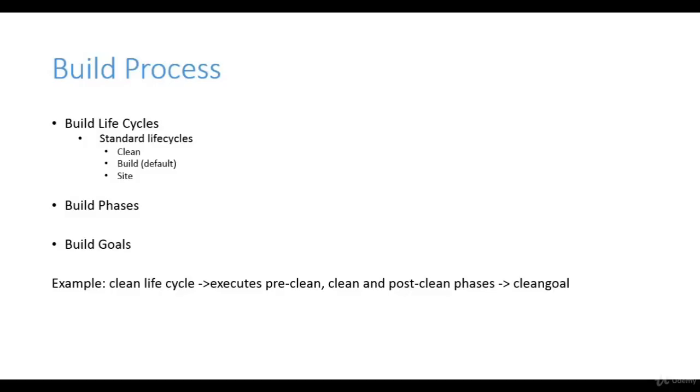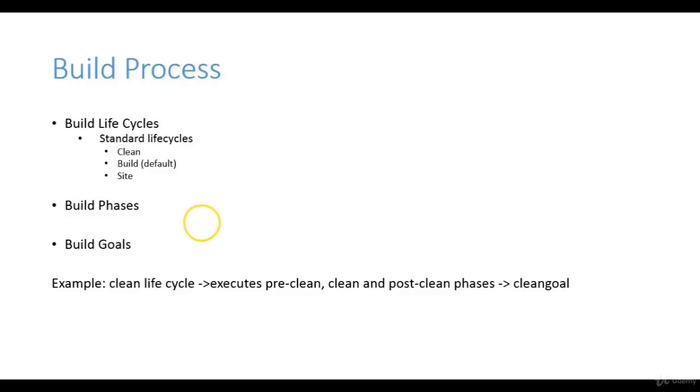Standard life cycles are clean, build, and site. Build is the default life cycle, which means that if you don't specify any life cycle in your command, this is the one that will be executed. An example of a build process, as you can see here, is the predefined clean lifecycle, which executes the pre-clean, clean, and post-clean phases, which execute different goals like the clean goal.